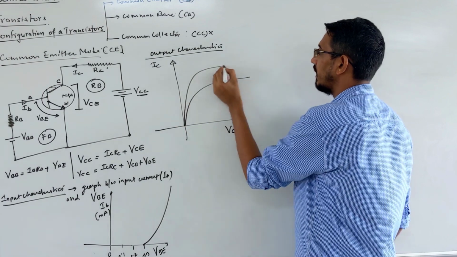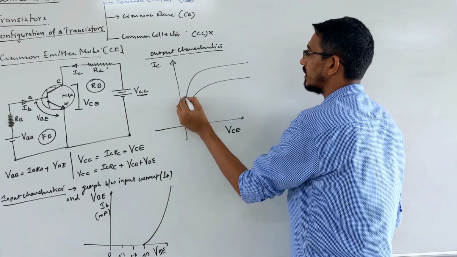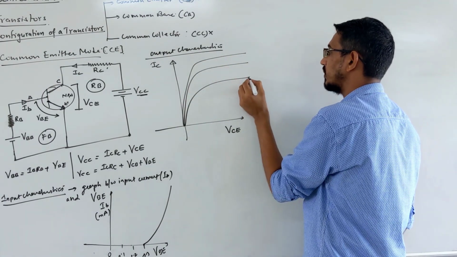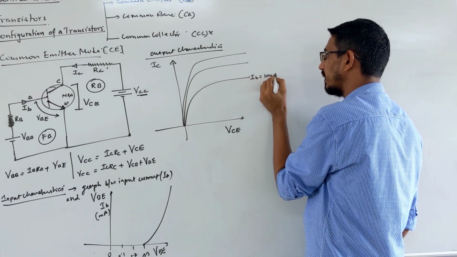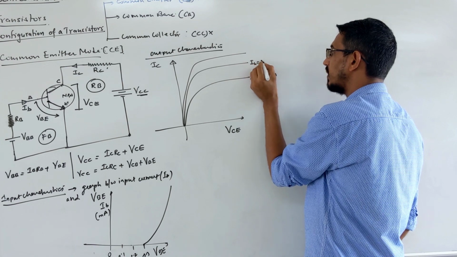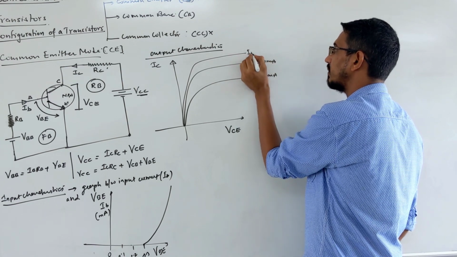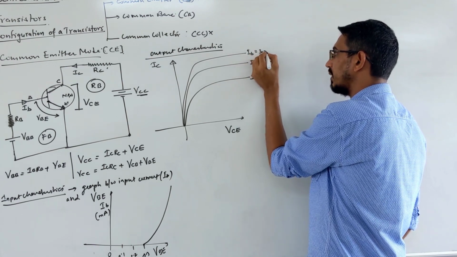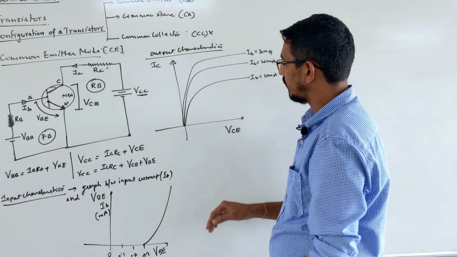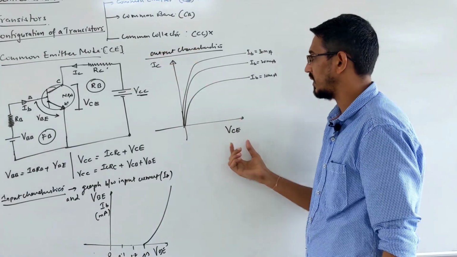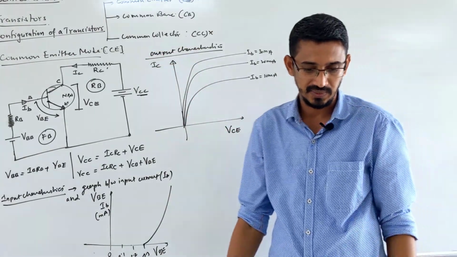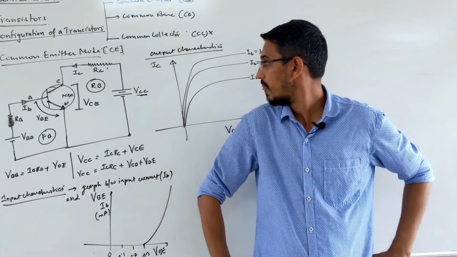For different varying input current, this graph will be different. Suppose this IB, you can call some milliampere, like 10 milliampere. Then this IB is 20 milliampere. This IB is 30 milliampere. So for the given input current, meaning IB, the graph between IC and VCE is called your output characteristics.